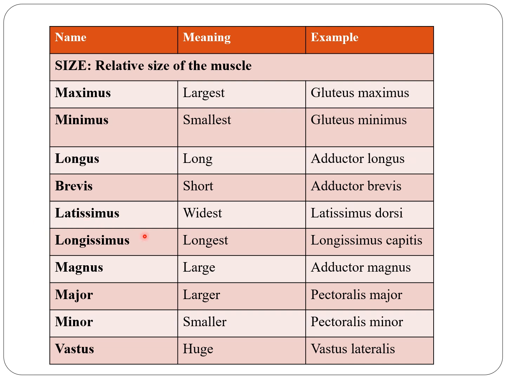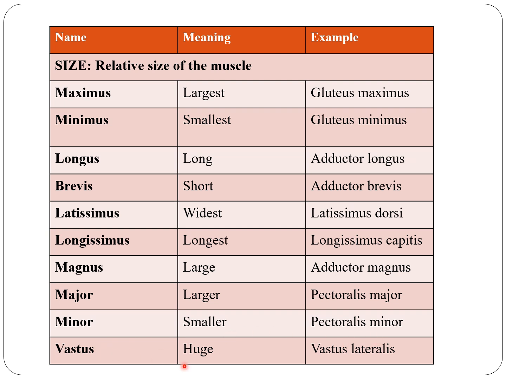Latissimus indicates widest. Example of the muscle is latissimus dorsi. And longissimus indicates longest. Example of the muscle is longissimus capitis. Magnum indicates large. Example of the muscle is adductor magnum. Major indicates larger. Magnum and major both indicate large or larger. Example of the muscle is pectoralis major. Minor indicates smaller. Example of the muscle is pectoralis minor.